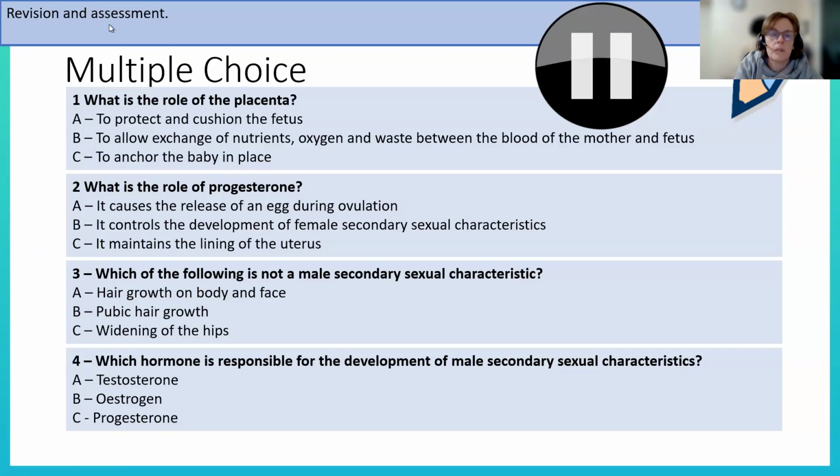Just open the chat. Mostly agreeing there, guys. Let's have a look at your answers.